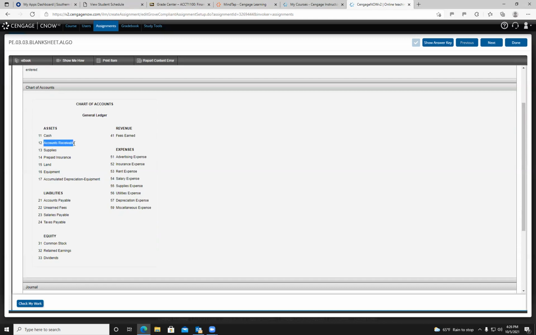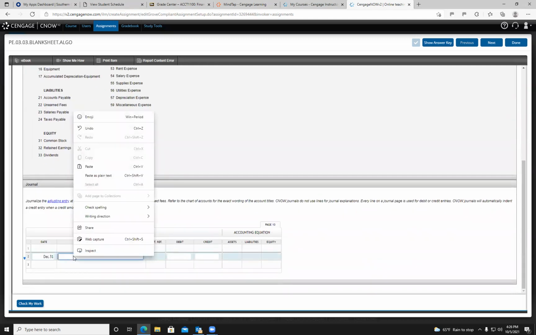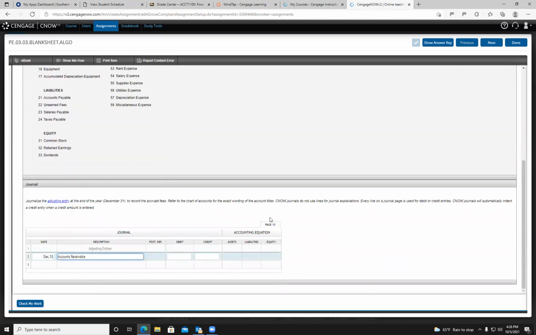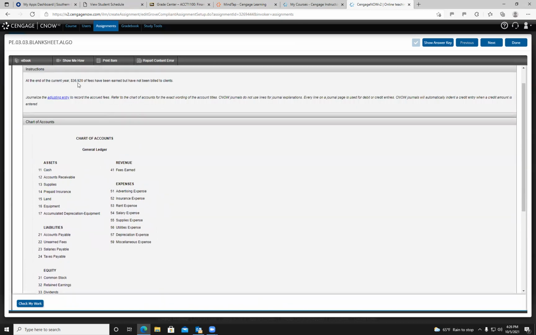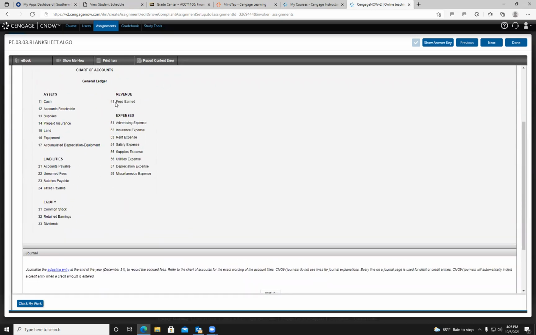So we'll do my little trick and we'll highlight, copy, and paste. And the amount was $36,920. So we'll go ahead and enter that amount in. Okay, there's our debit entry. Now we'll come over here to our fees earned.